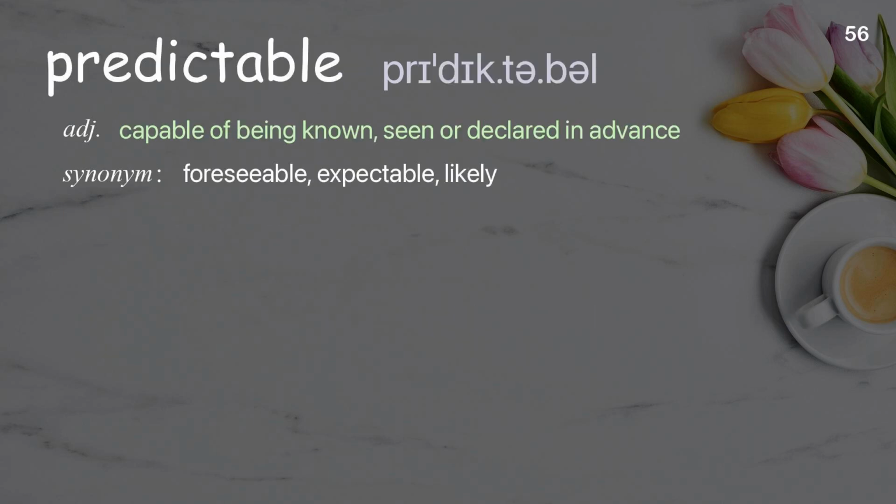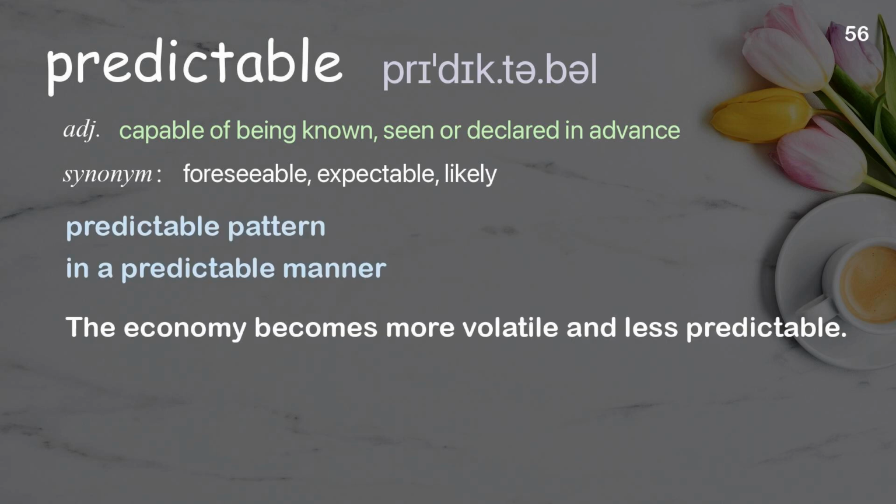Predictable. Capable of being known, seen, or declared in advance. Examples: Predictable pattern. In a predictable manner. The economy becomes more volatile and less predictable.